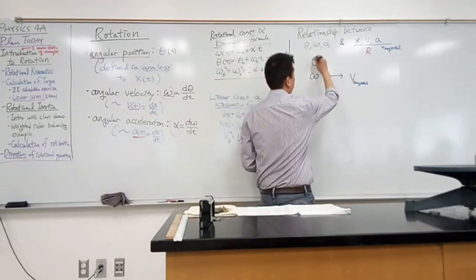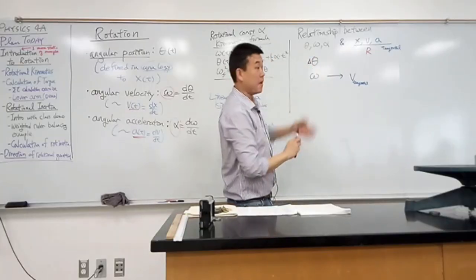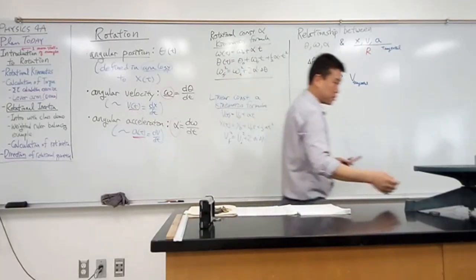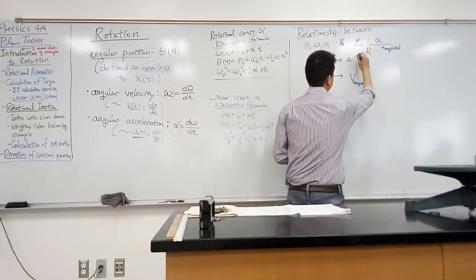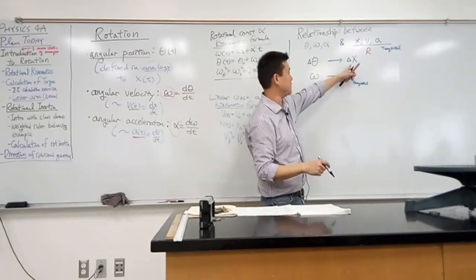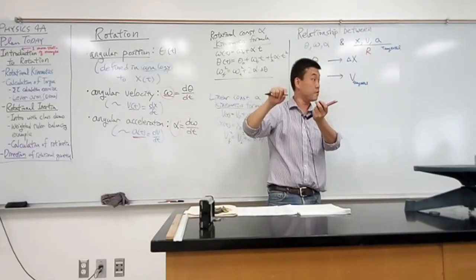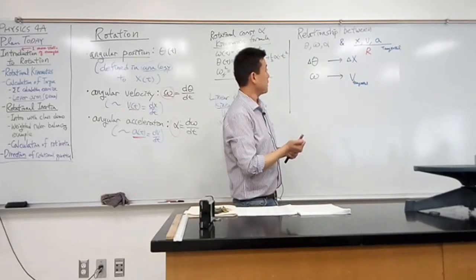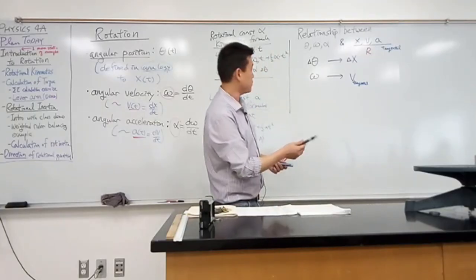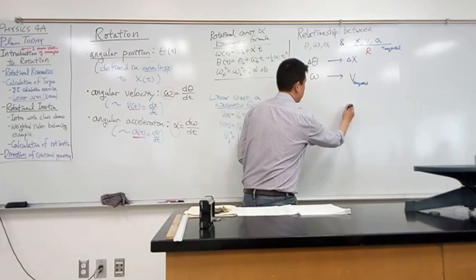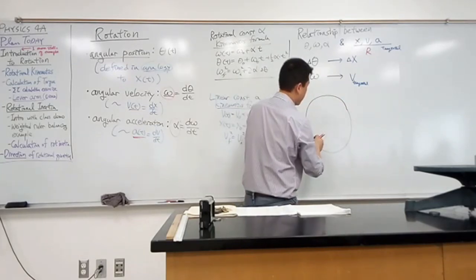So let's say I have a change in angular position. And from knowing the change in angular position, I want to be able to get to some kind of change in the position, but it's not delta x in a straight line. It's delta x along the circumference of the circle. So let me draw a picture to help us imagine what this looks like. So let me draw this circle here. This is my circle of radius r.